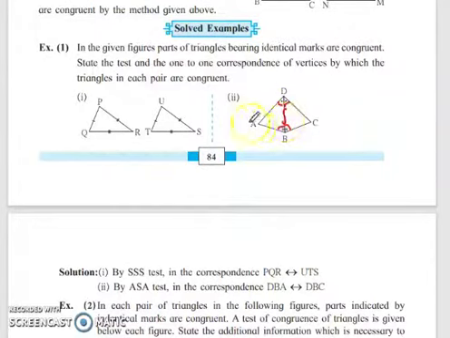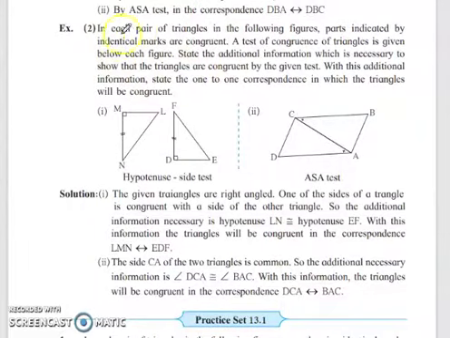Okay, DBA corresponds to DBC. We have to follow the sequence, the correct sequence. Second question. In each pair of triangles in the following figure, parts indicated by identical marks are congruent.